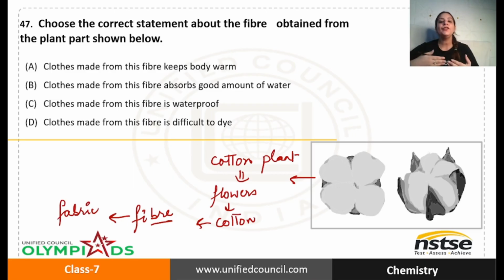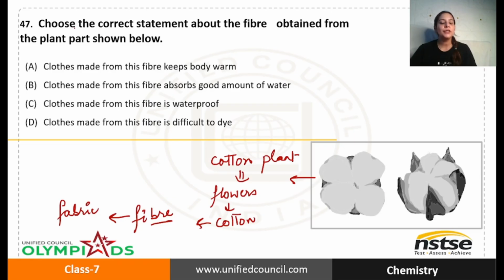So we have different kinds of fabrics, like synthetic, natural, cotton, linen, rayon. There are a lot of fabrics. A few fabrics occur naturally, like jute, hemp, cotton, wool, and a few are synthetic, like nylon, rayon, even acrylic. Here we are talking about the cotton plant, basically cotton fabric.